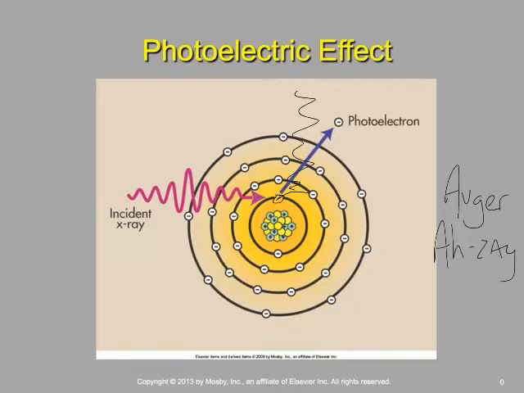Where the Auger effect gets really crazy is that now we have a vacancy here. Well, one of these guys might jump down and say, hey, I want to be down there. Now we've got another one. So it could be like a cascading effect where, because of this Auger effect, more and more characteristic X-rays are being produced.